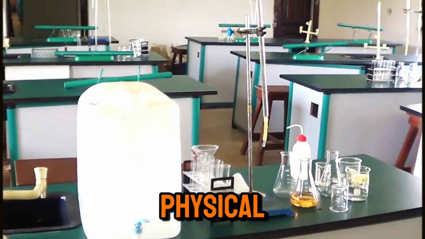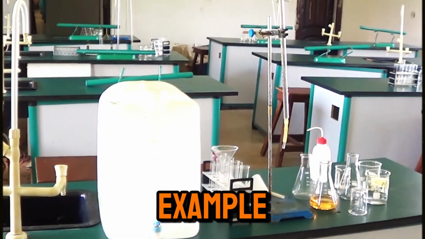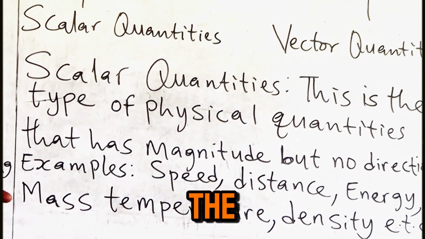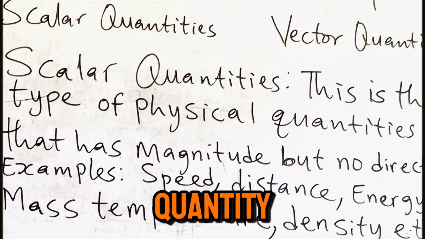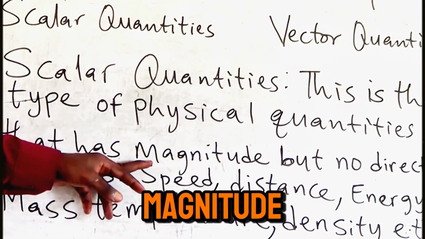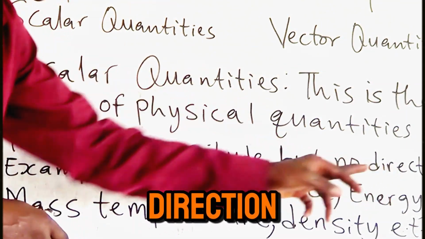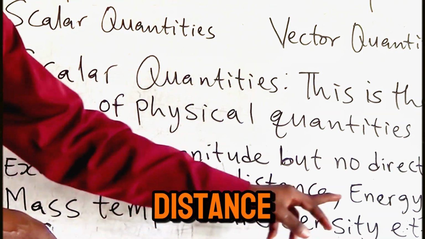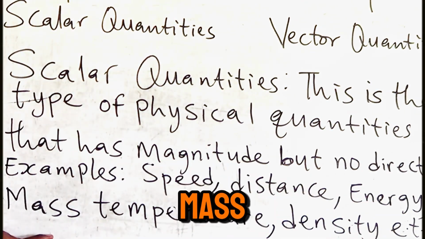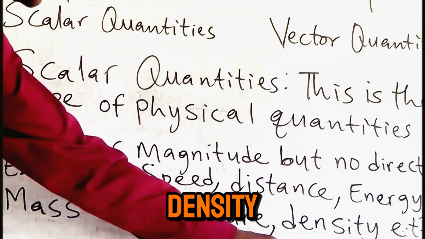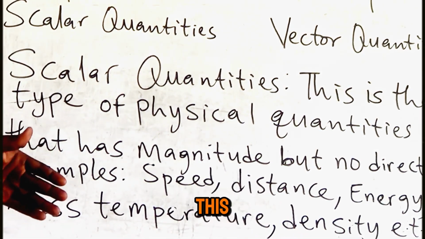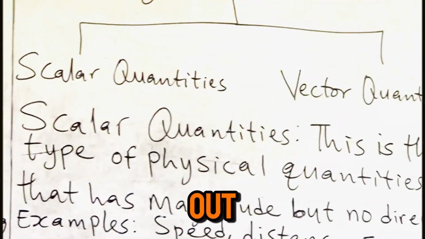Examples of scalar quantities: speed, distance, energy, mass, temperature, density. And then we still have more, but you can figure out the rest.